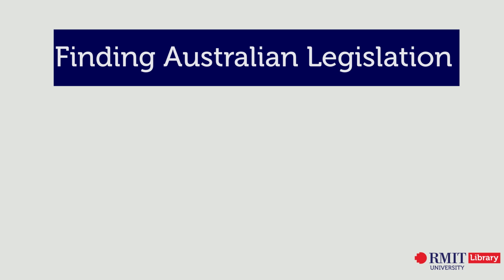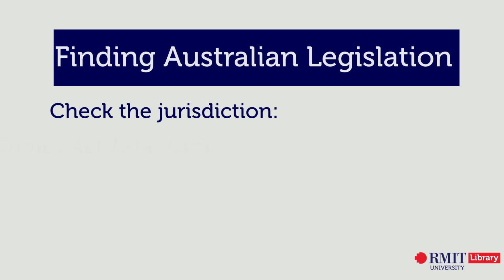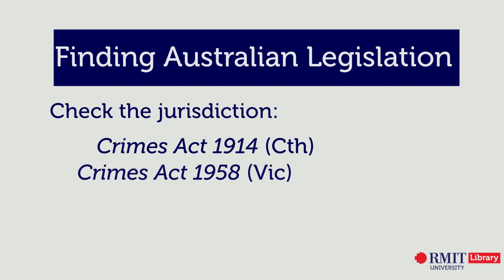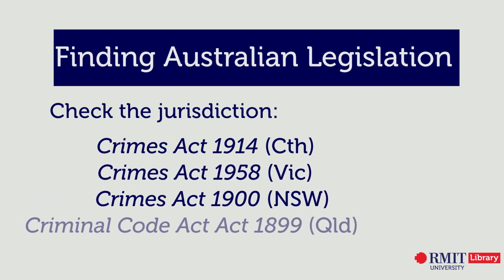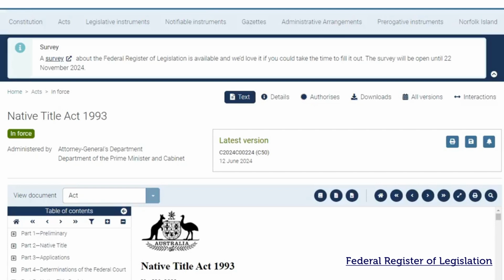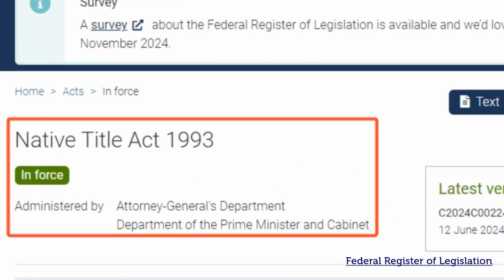This video is about searching for Australian legislation. When you're searching for legislation, there are some important things to consider. Most states and territories will have their own legislation covering an area of law, so check that you're searching in the correct jurisdiction. Ensure that you're accessing the most current or authorised version of the legislation, including all amendments.